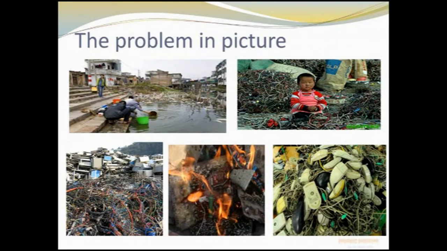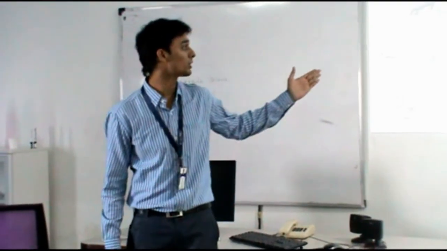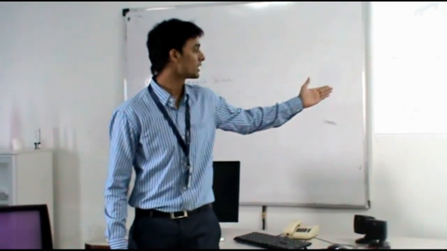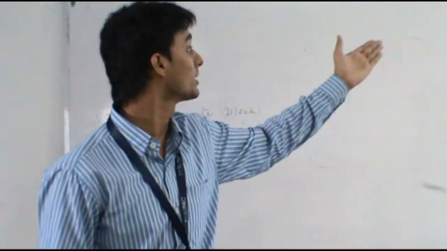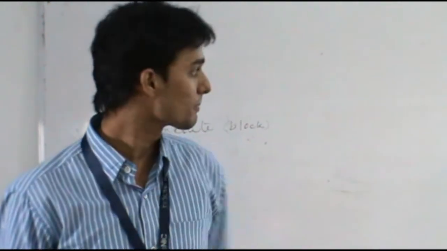Okay, this is the problem in the picture. We can see the images of e-waste dumps around the world. The image shows that there is a burning of e-waste. This is a river around which e-waste is dumped improperly, and people are also living and taking their water from the river also.